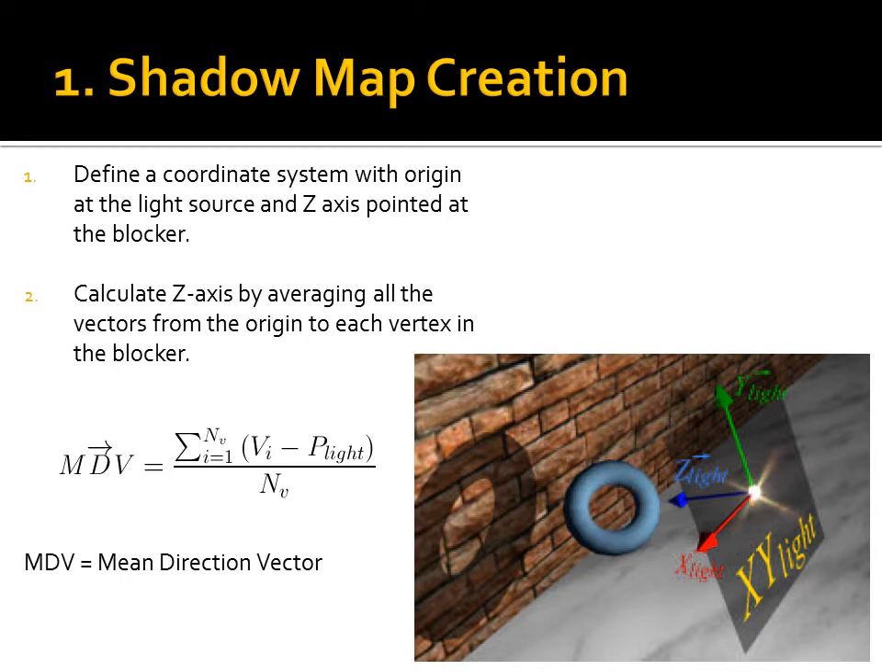and to determine that direction, we do something called the mean direction vector, which is pointing a vector from the origin at each vertex of the blocker and averaging those. So we add them up and then we divide by the total, and that gives us a direction that is generally at the center of the blocker.